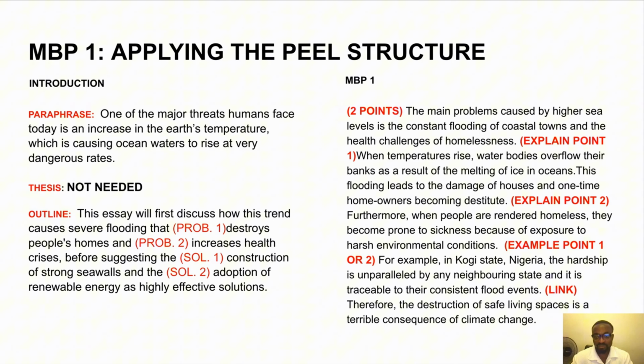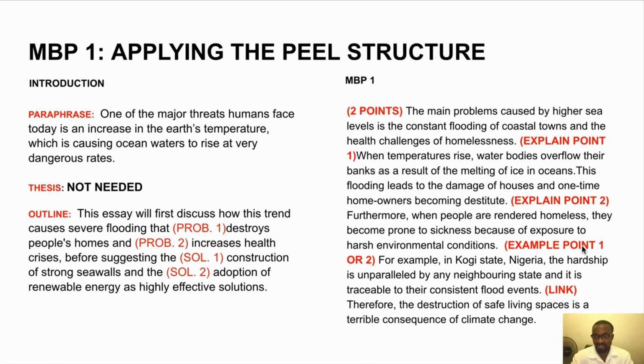It links the two ideas to show that you understand what you're writing and there's progression in what you're writing. So, furthermore, when people are rendered homeless, they become prone to sickness because of exposure to harsh environmental conditions. So, you see how the points are flowing into one another. We say flooding causes people to lose their homes. And then now we are saying that when people lose their homes, they become homeless. And when people are homeless, they fall sick.